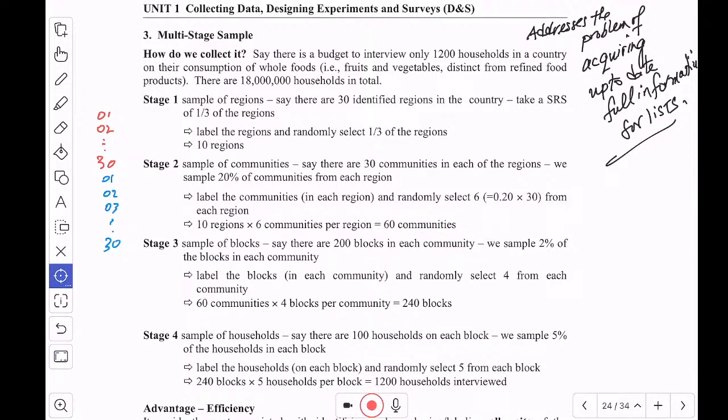From stage 2, I move in and I see blocks. So there's 200 blocks, let's say. It could vary, but let's say there's 200 in each community. And I think 2% is a good enough sample.